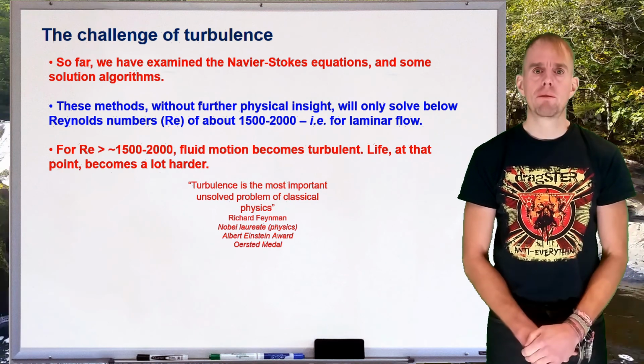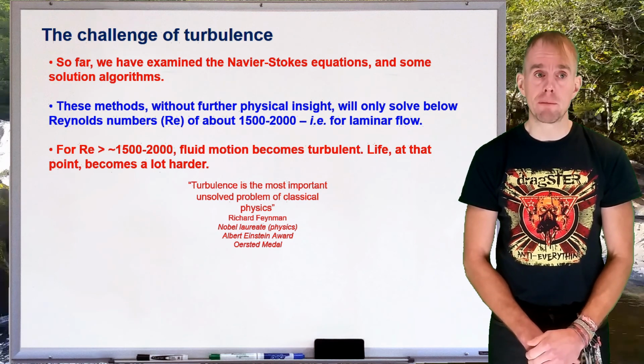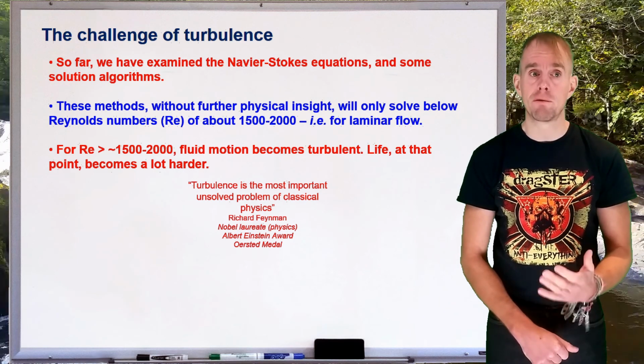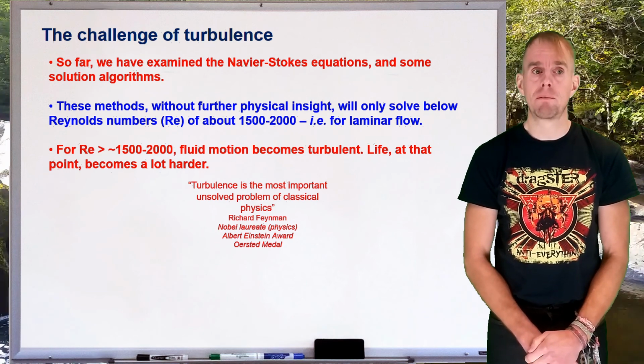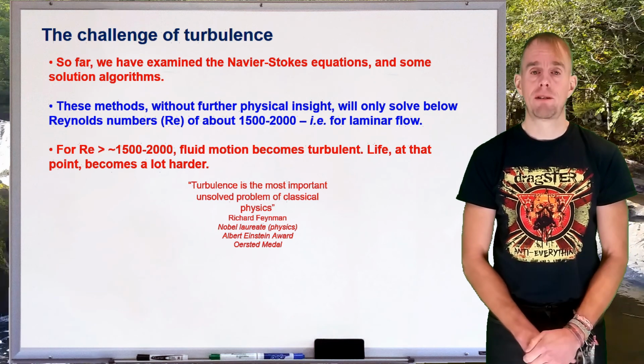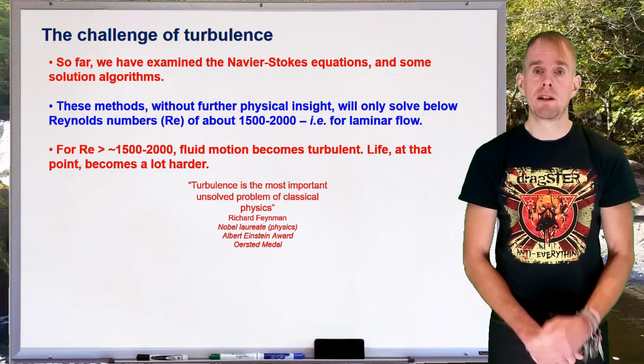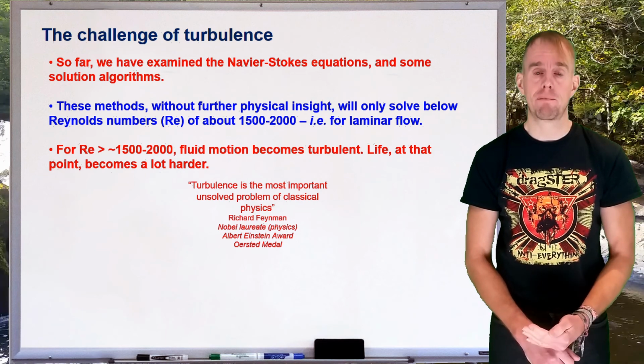The first quote was due to Richard Feynman, who of course was a Nobel laureate in physics, and he said that turbulence is the most important problem of classical physics, which is a really significant statement to make.